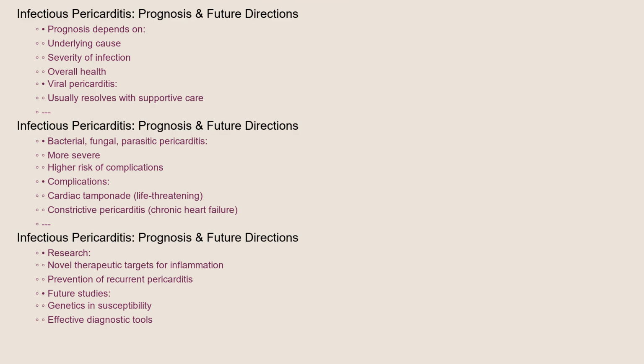The prognosis for infectious pericarditis depends on the underlying cause, severity of the infection, and overall health of the individual. Most cases of viral pericarditis resolve on their own within a few weeks or months with supportive care. Bacterial, fungal, and parasitic pericarditis tend to be more severe and carry a higher risk of complications. Cardiac tamponade is a life-threatening complication that requires immediate treatment. Constrictive pericarditis can lead to chronic heart failure and may require surgical intervention.